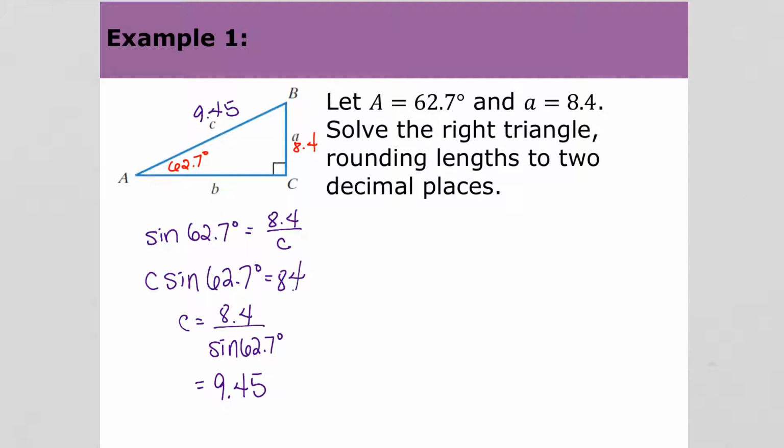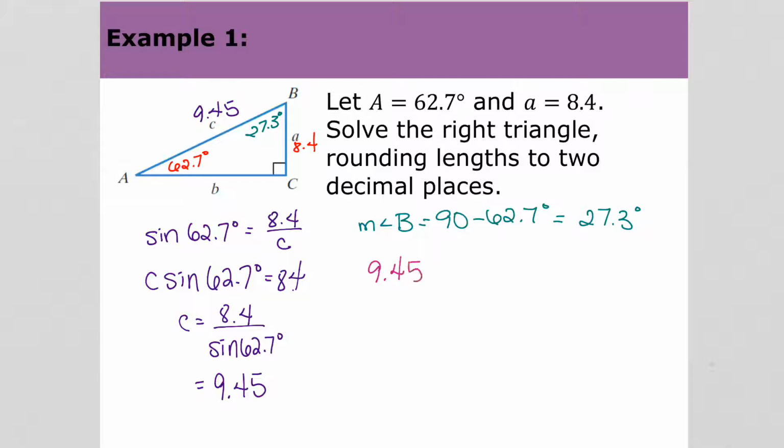Let's move on and find angle B. Since angle C is 90 degrees, we can find the measure of angle B just by subtracting 62.7 from 90, which gives us 27.3 degrees. And last, we just need to find side b. We can do that by using tangent, or we could use cosine. I'm just going to use the Pythagorean theorem. It's totally up to you.